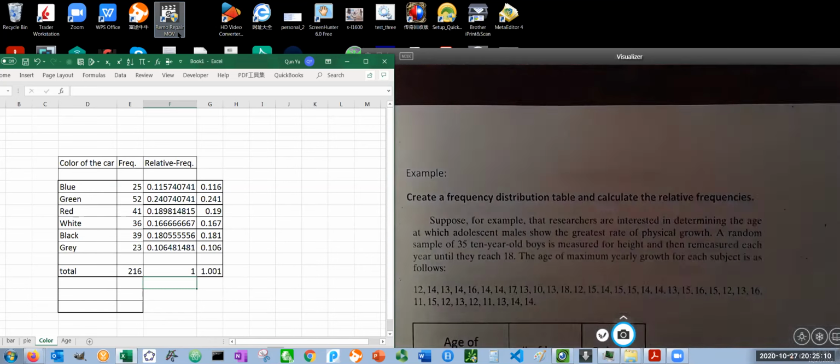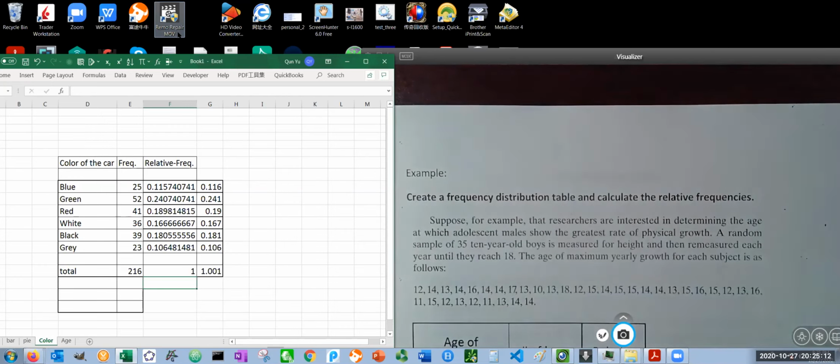And suppose, for example, that researchers are interested in determining the age at which adolescent males show the greatest rate of physical growth. A random sample, for the moment, don't worry about this term random sample. You're going to learn that when we do statistics. You just need to know there are 35 boys. A random sample of 35 10-year-old boys is measured for height and then remeasured each year until they reach 18.